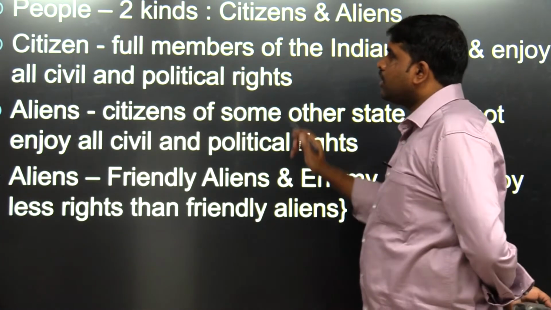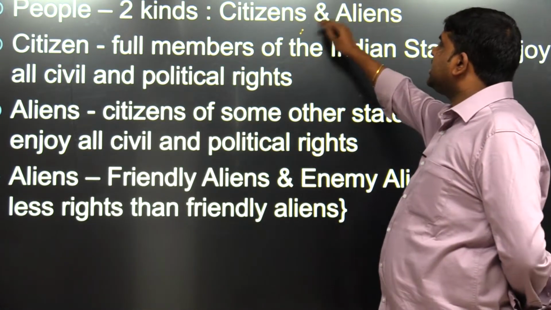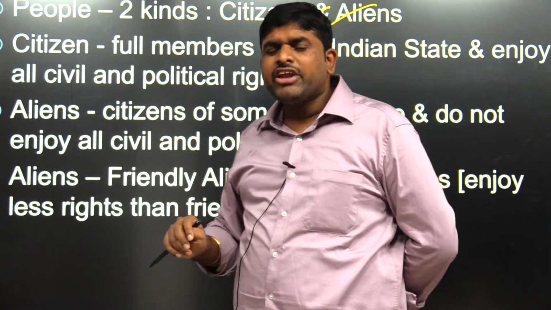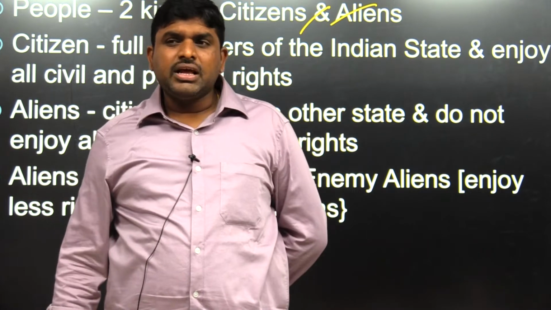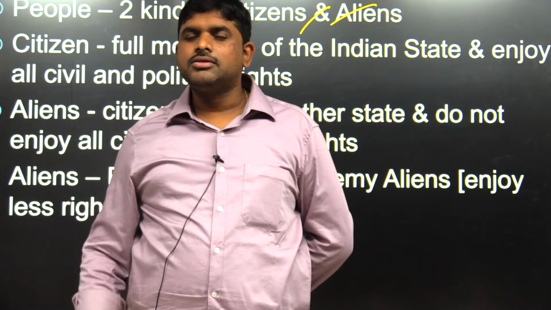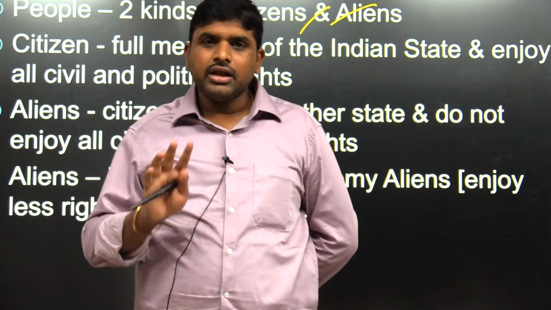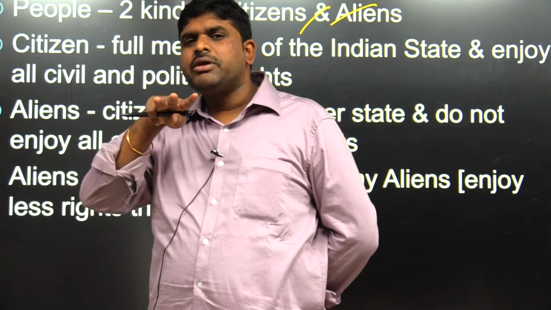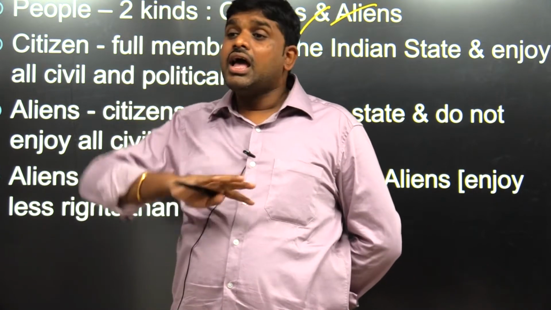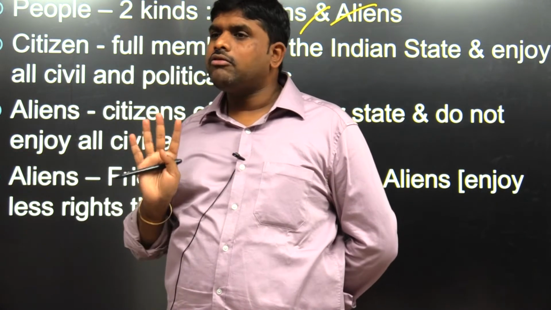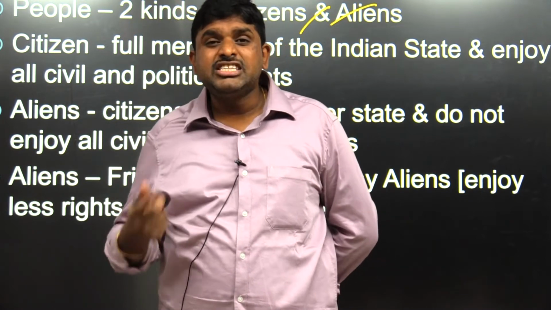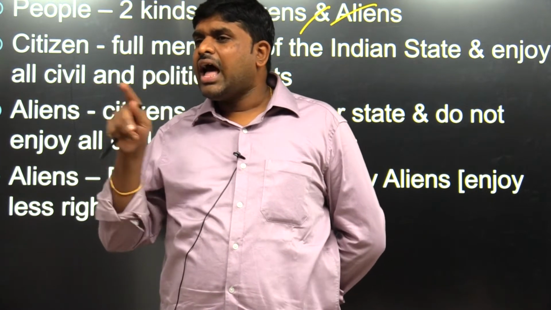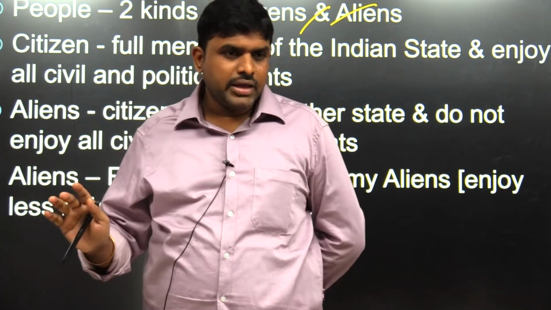Now you see, people are of two kinds, citizens and aliens. Aliens are again of two types, friendly aliens and enemy aliens. The people coming from Pakistan, Bangladesh and Afghanistan are enemy aliens. These three countries were determined as enemy aliens. Other people who are coming to India are friendly aliens. There are some rights and duties for these aliens.